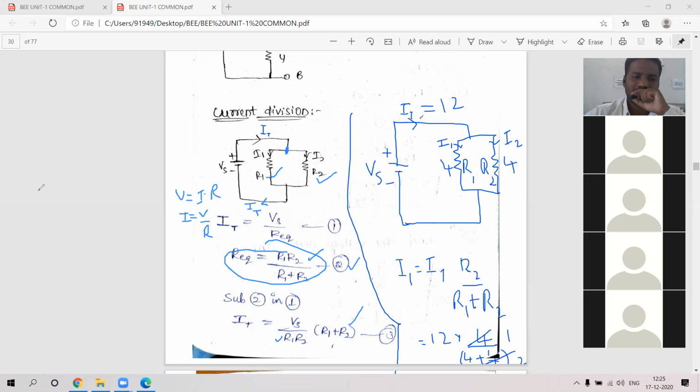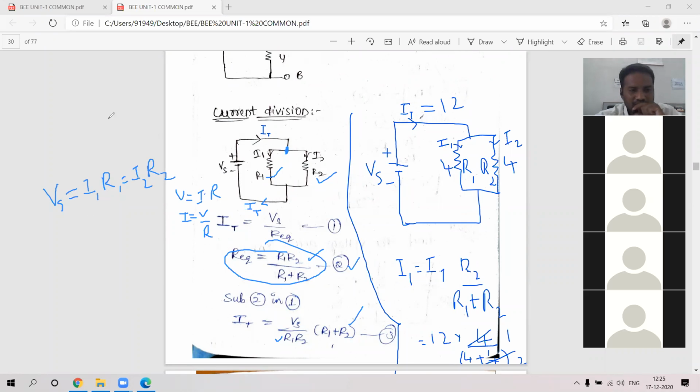So I can write Vs is equal to, by Ohm's law, V is equal to I into R only, no? What is it at resistor 1? That is I1 R1. At resistor 2, voltage is the same, means I can write I into R, that is I2 R2. Okay.